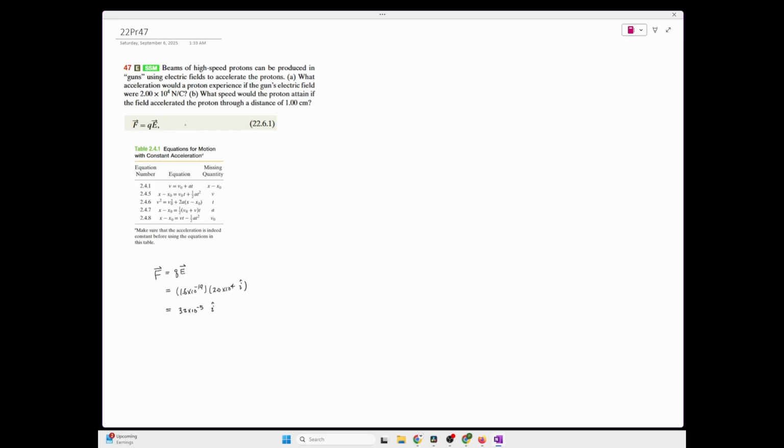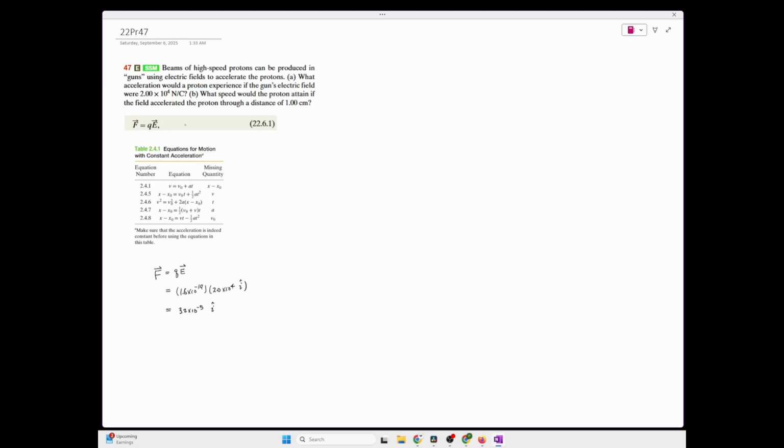In that calculation, you can see that the charge carried by a proton is positive 1.6 times 10 to the power of negative 19. Since the problem did not specify a direction for the electric field, we'll just assume that field is pointing to the right.